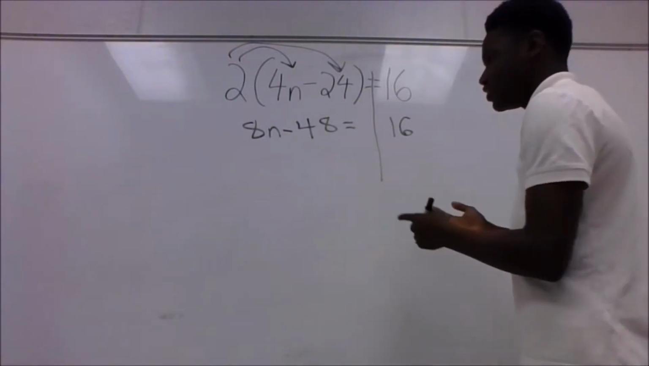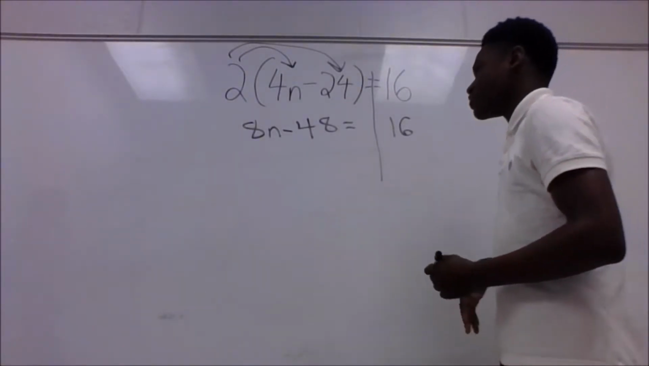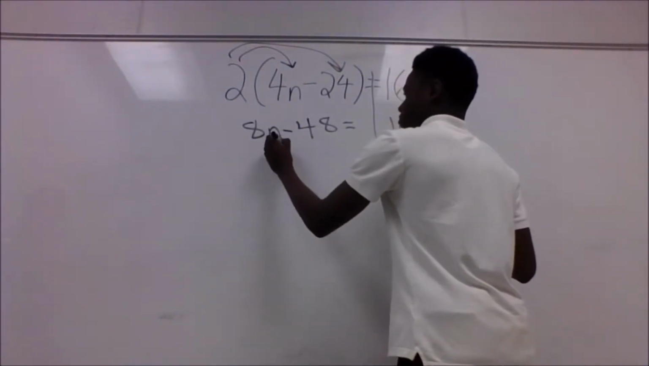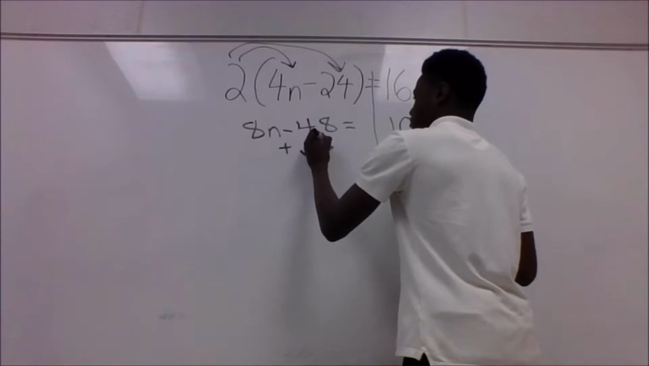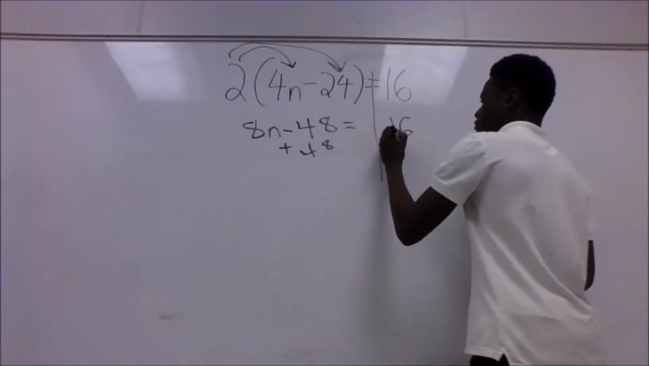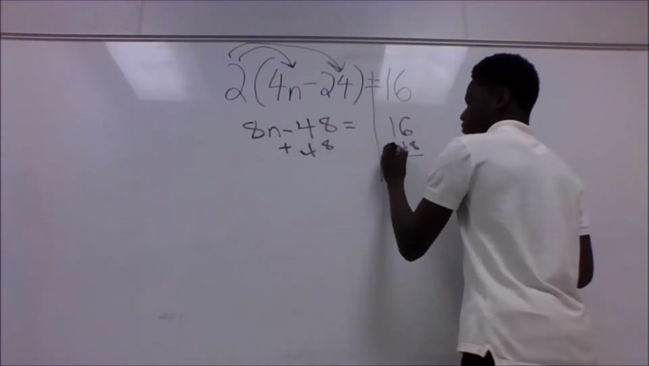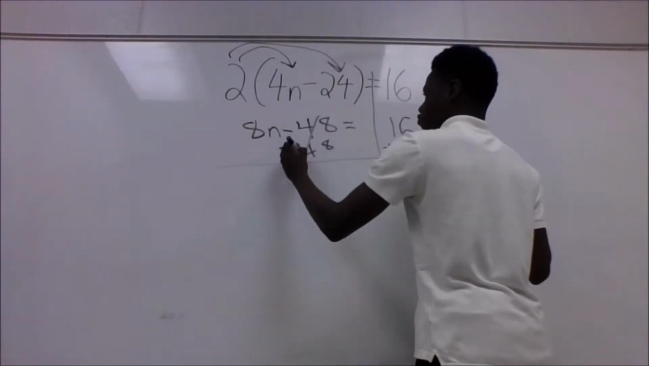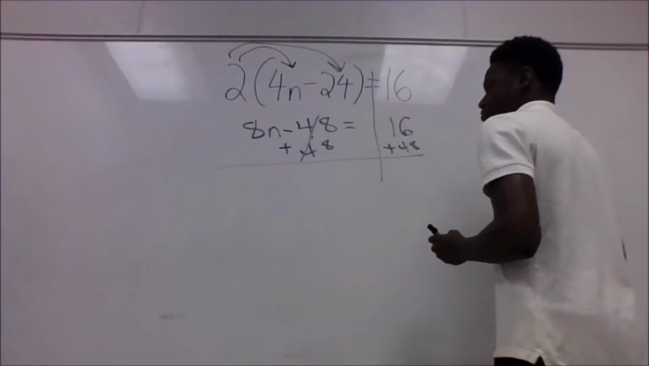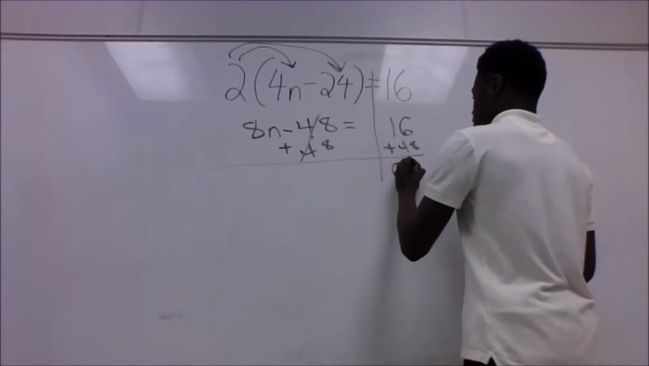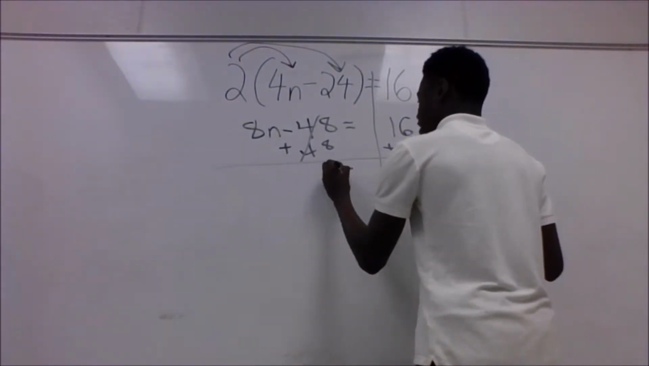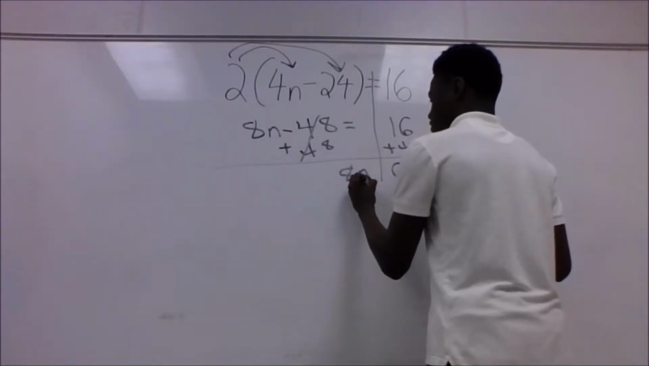All right, so this just brings you back to a two-step equation. So you want to plus 48 on both sides. This crosses out. 16 plus 48 will give you 64. And you want to bring down your 8n.